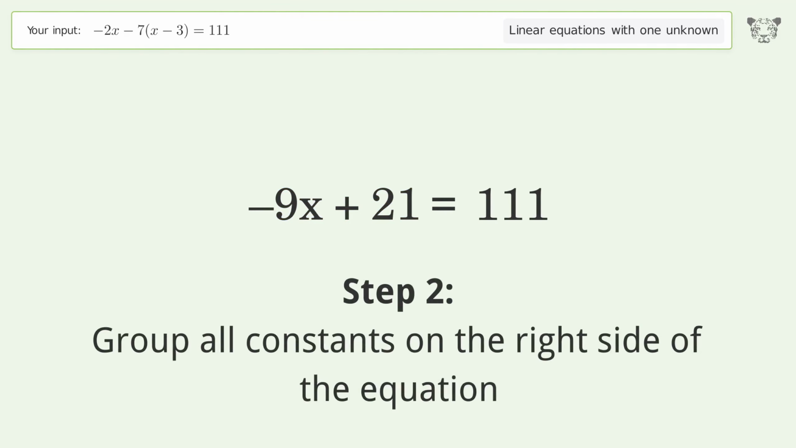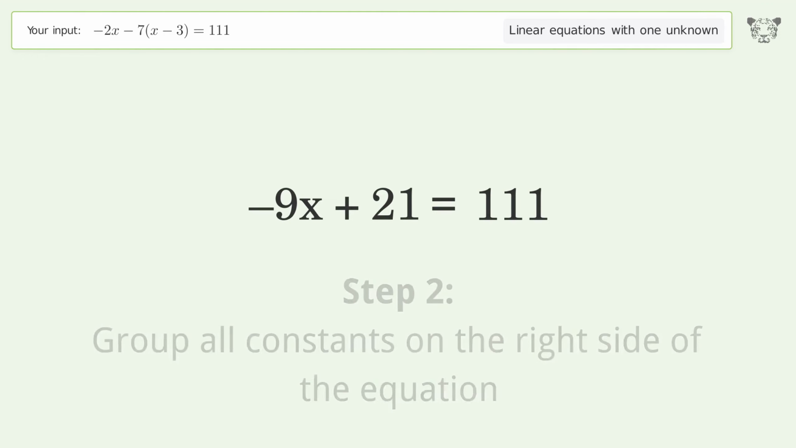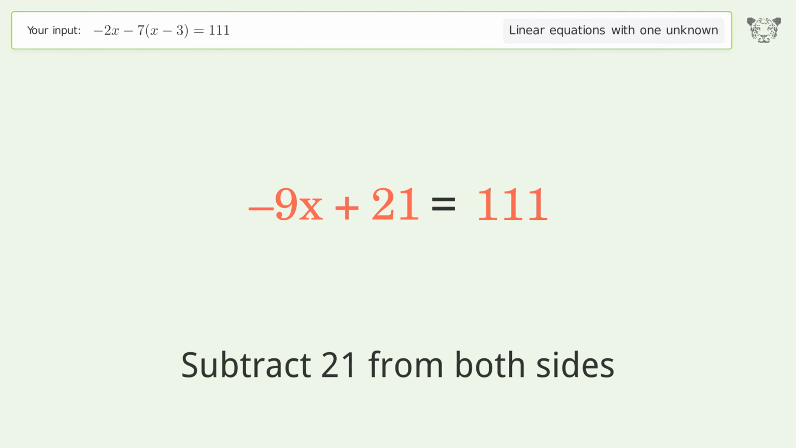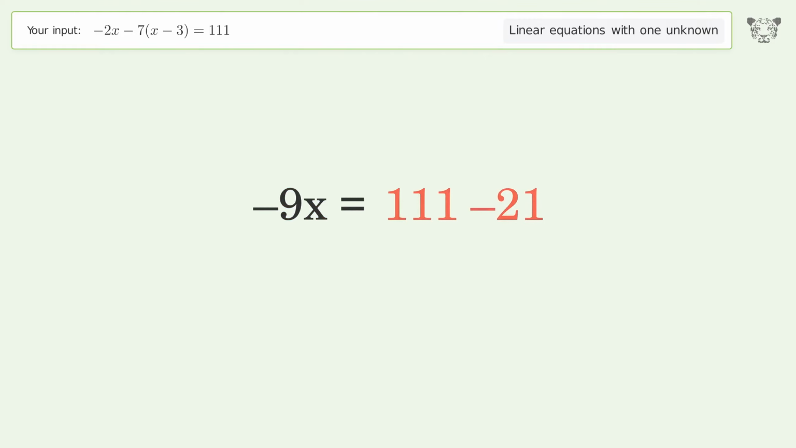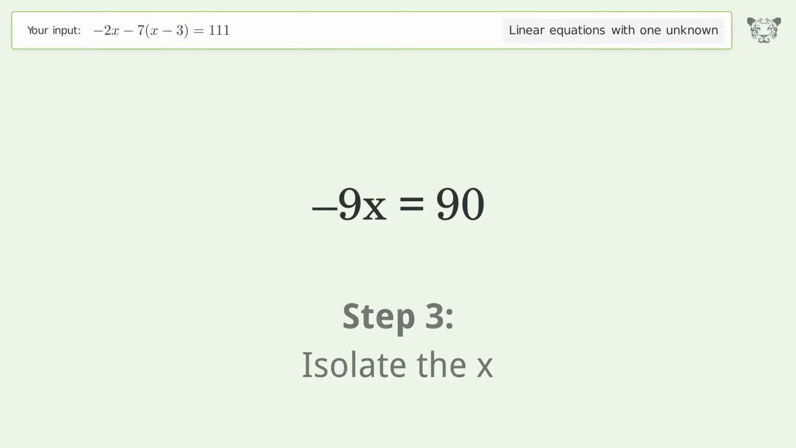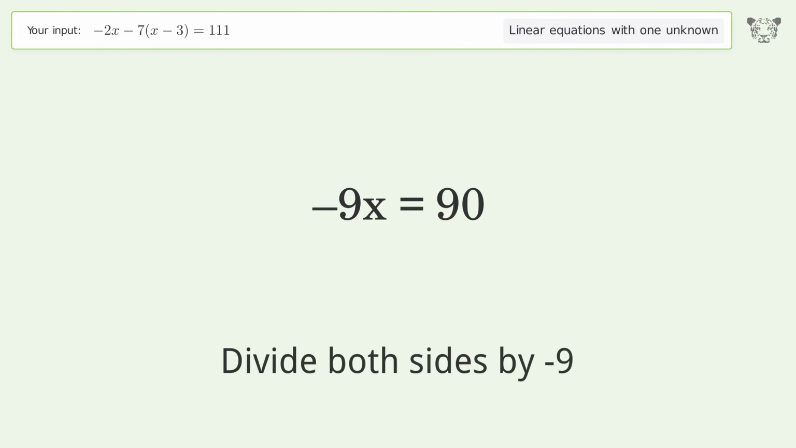Group all constants on the right side of the equation. Subtract 21 from both sides. Simplify the arithmetic. Isolate the x. Divide both sides by -9.